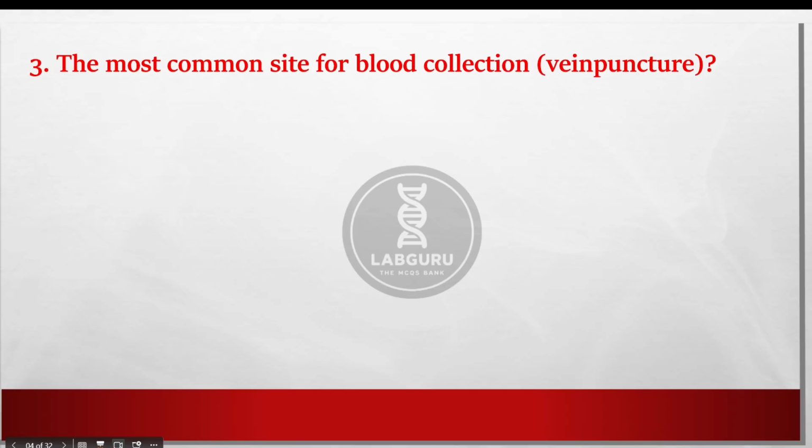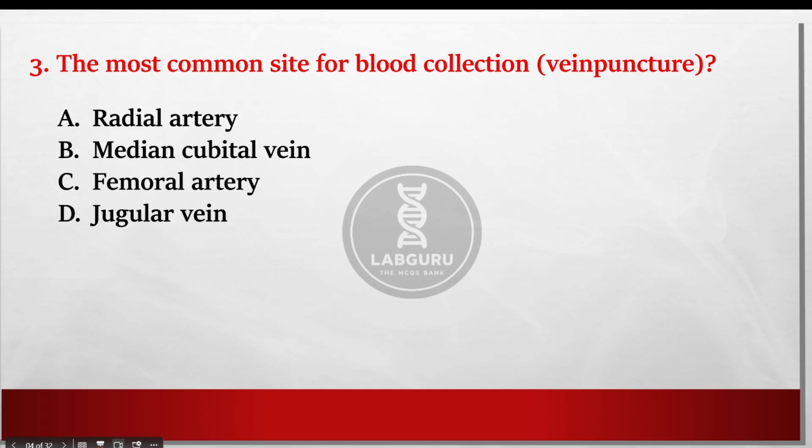Question number 3 is, which is the most common site for blood collection or vein puncture? Here the options are, option A is radial artery, option B is median cubital vein, option C is femoral artery, and option D is jugular vein. You can see in the question it's written vein puncture, so we have to pierce the vein. In the options you can see radial artery and femoral artery, so you can exclude option A and option C. Now you have two options, B and D, right? Because we are searching for the vein puncture.